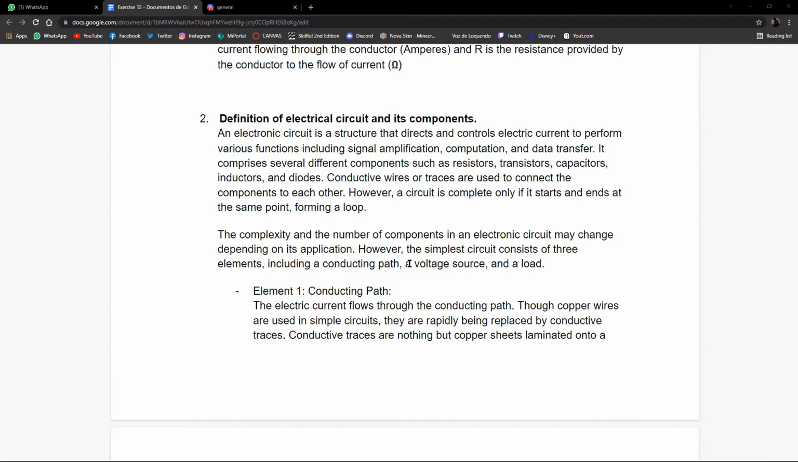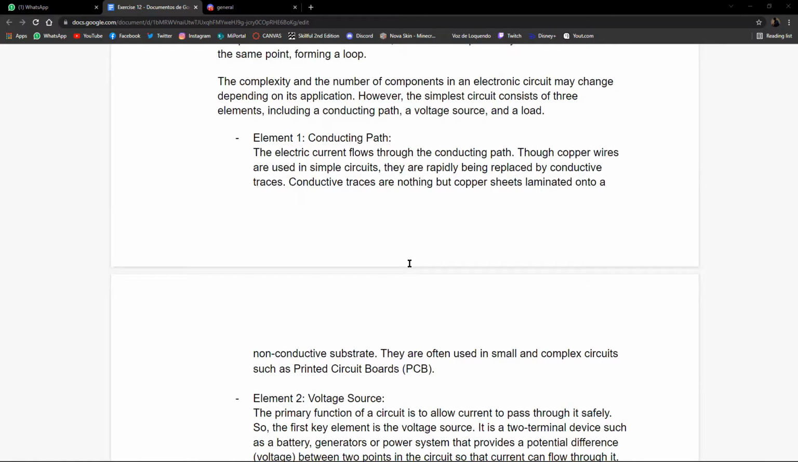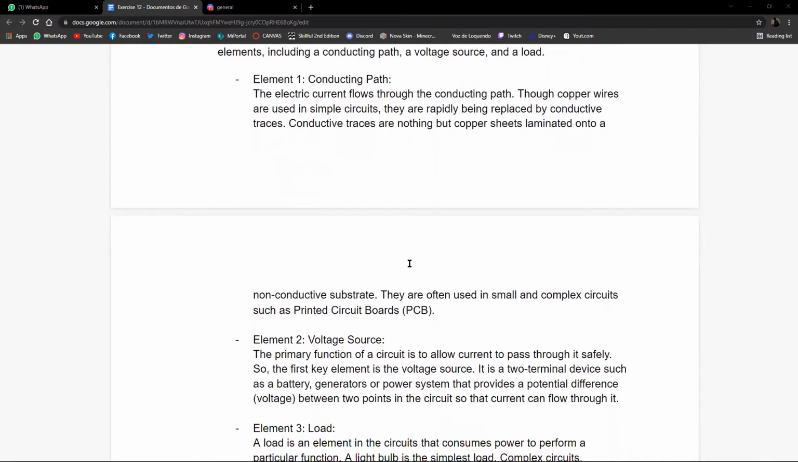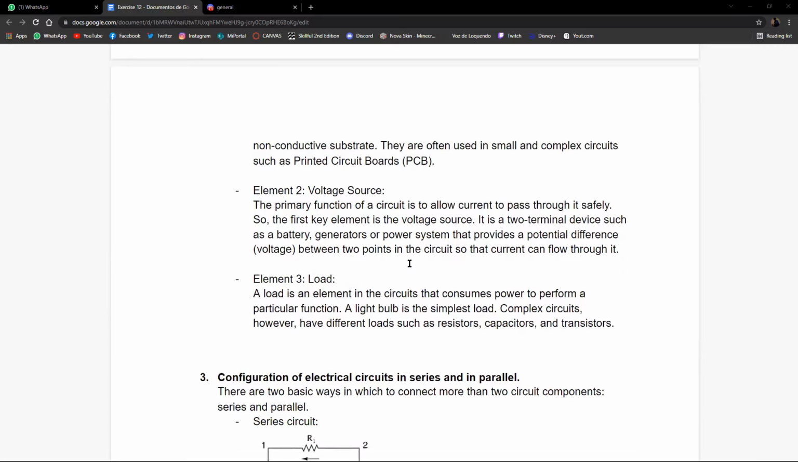However, the simplest circuit consists of three elements: a conducting path, a voltage source, and a load. The first element, the conducting path. The electric current flows through the conducting path. Though copper wires are used in simple circuits, they are rapidly being replaced by conductive traces. Conductive traces are nothing but copper sheets laminated onto a non-conductive substrate. They are often used in small and complex circuits such as printed circuit boards, or PCB.